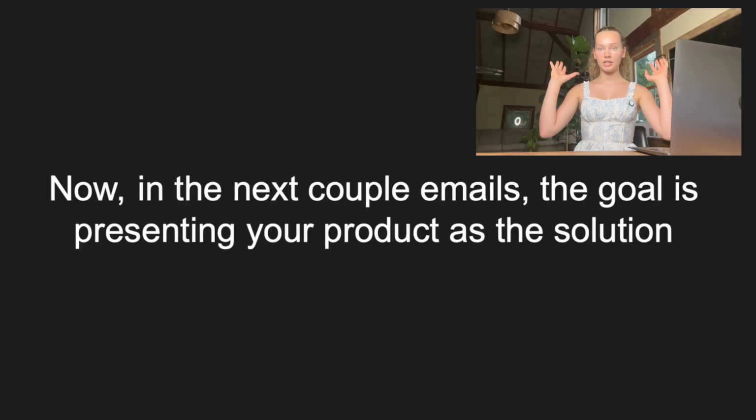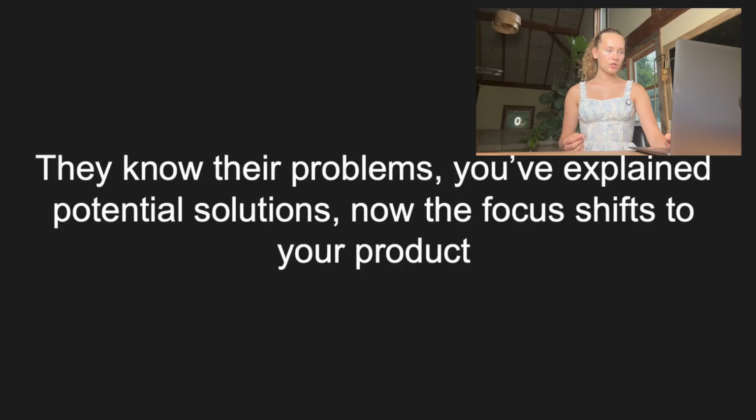Okay? Now, in the next couple emails, the goal is presenting your product as a solution to those problems. So there's probably going to be another problem that these problems bring up, and you solve some of their problems, but you've always left a problem open. So you have this open loop, and your product is now going to be the solution. All right. So they know their problems. You've explained potential solutions. Now your focus shifts to this specific solution, this all-in-one problem-solving option.